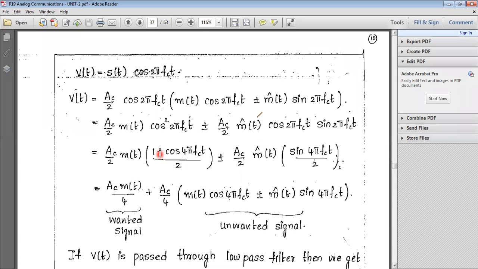After that you multiply into the inside parameters Ac by 2 m of t into 1 by 2. That means it becomes Ac m of t by 4, plus again Ac by 4 m of t into cos 4 pi fct. From the second term and this third term, you take Ac by 4 common. Then the signal becomes m of t cos 4 pi fct plus or minus m cap of t sin 4 pi fct.